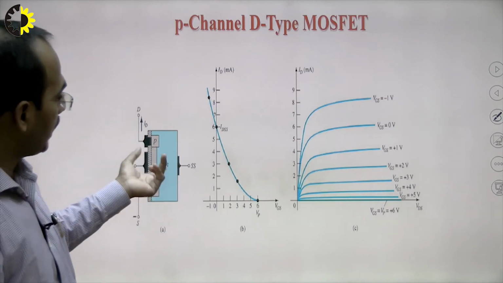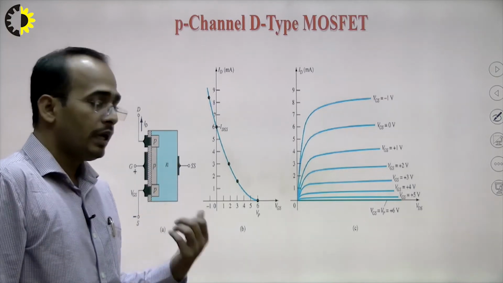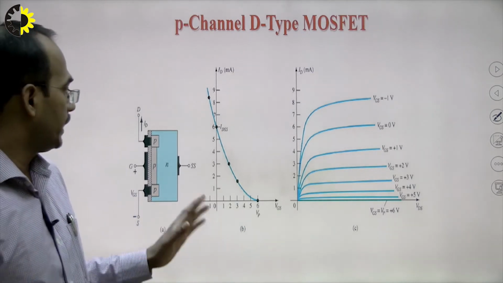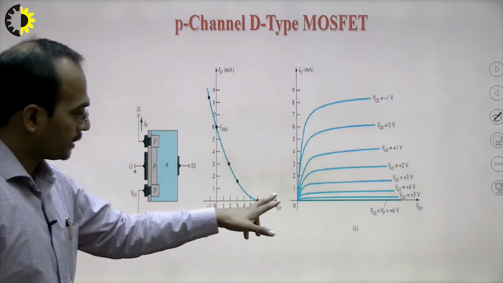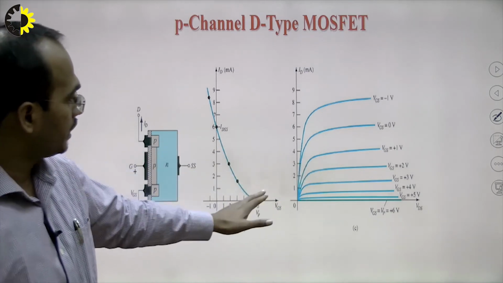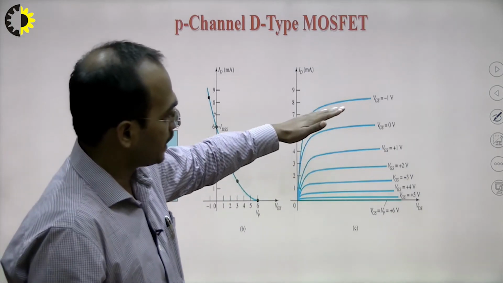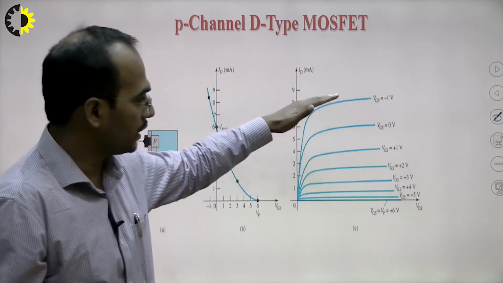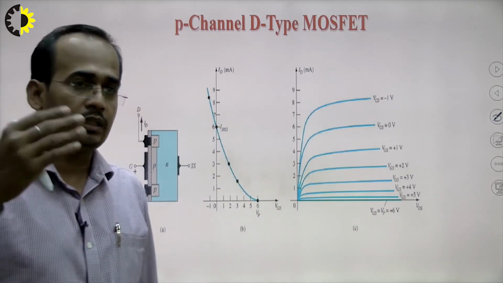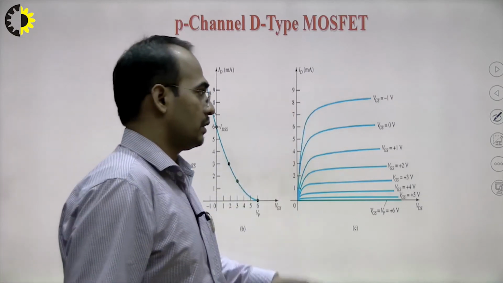Here the value of VGS will be positive. In case of the N channel JFET, I have taken VGS negative. So, here the VGS will be positive, and the characteristic will be drawn between positive VGS and ID. As the value of VGS increases, the drain current ID will decrease. So, if I increase the VGS in the negative direction, then the drain current will increase. The working will be the same.